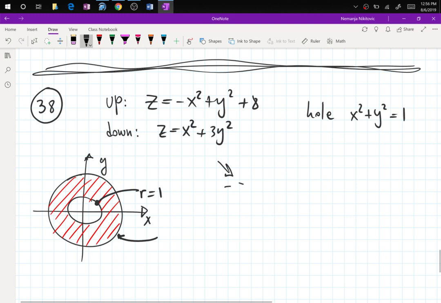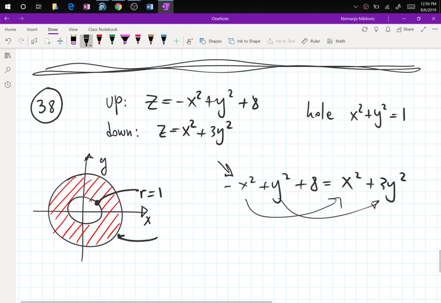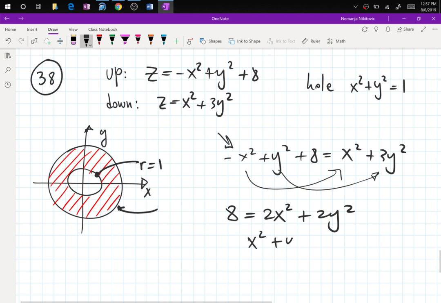So when I set these two equal to each other, negative x squared plus y squared plus 8 equals x squared plus 3y squared. I will move these two to the other side and get 8 equals 2x squared plus 2y squared, from where x squared plus y squared equals 4, and that is r squared equals 4, r equals 2. So this is the r equals 2 circle, which is really awesome.